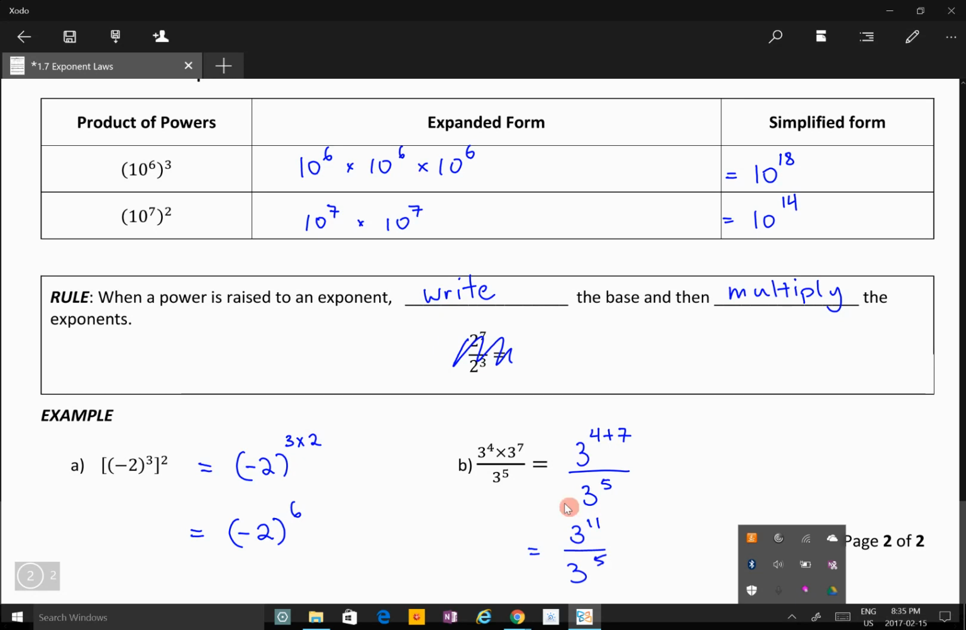And now I have a situation where I'm dividing two powers with the same base. So I have to subtract the exponents, 11 minus 5. So up here I'm going to write 3 to the power of 11 minus 5. So write it as a single base and subtract the exponents. And that's going to be 3 to the power of 6.